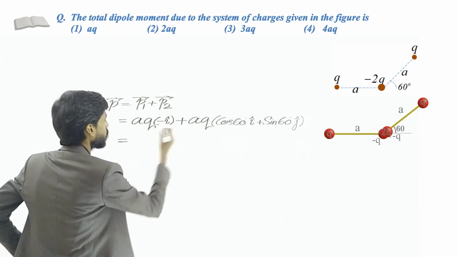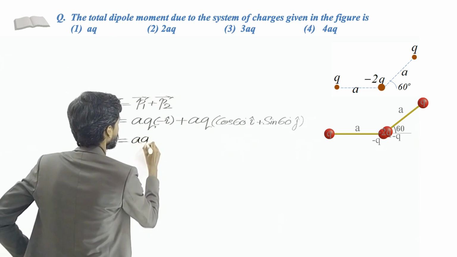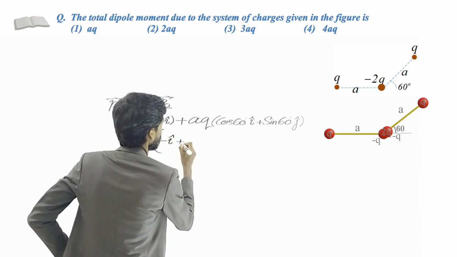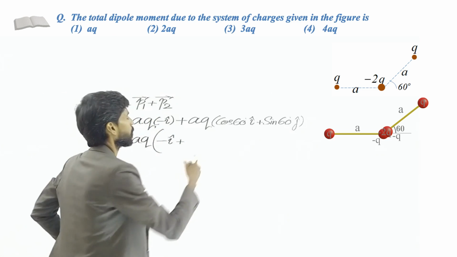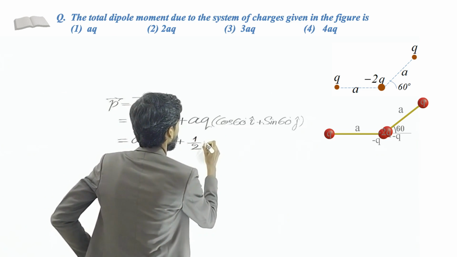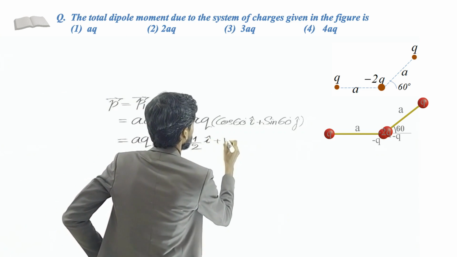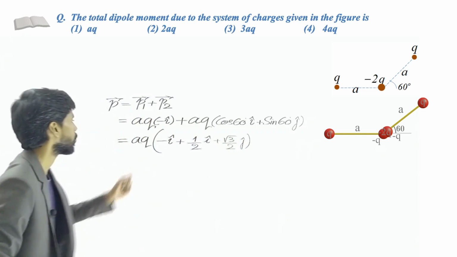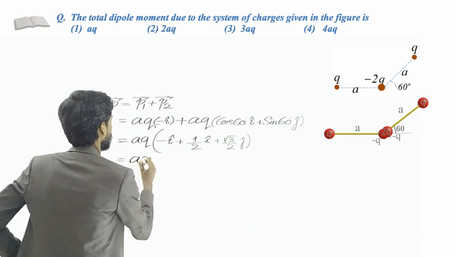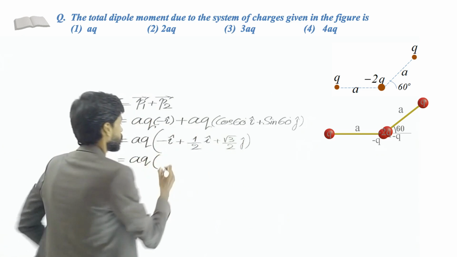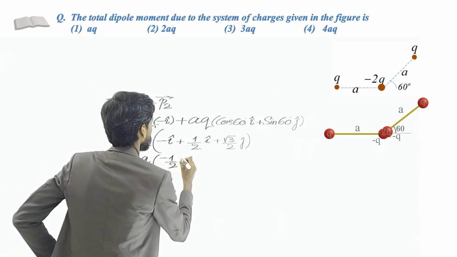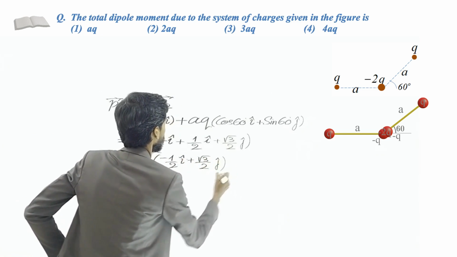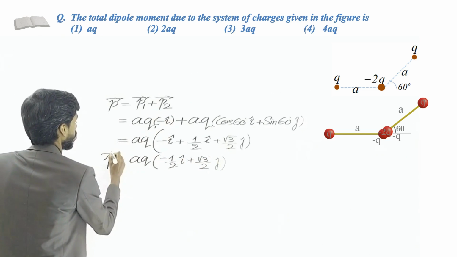So AQ can be taken out, so it will become minus I cap plus cos 60 degree. So cos 60, we can write the value of that, so that is 1 by 2 I cap, and sin 60 degree, so that is square root of 3 divided by 2, so J cap. Okay, so that's all. Let's simplify this further. So this is AQ multiplied by minus 1 by 2 I cap, and then root 3 by 2 J cap. So that is our required dipole moment vector.